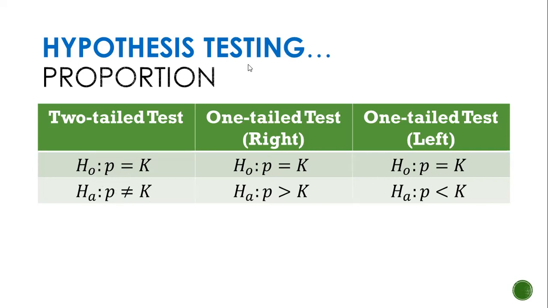Kasi nga, we're dealing with your proportion. And your proportion is denoted by your p. P ha, hindi siya p hat. P hat is your sample proportion. We're talking about parameters. Okay? Next tayo.